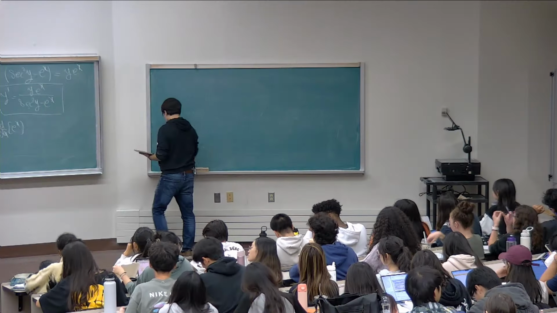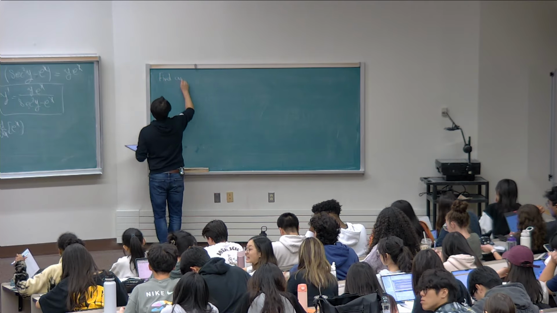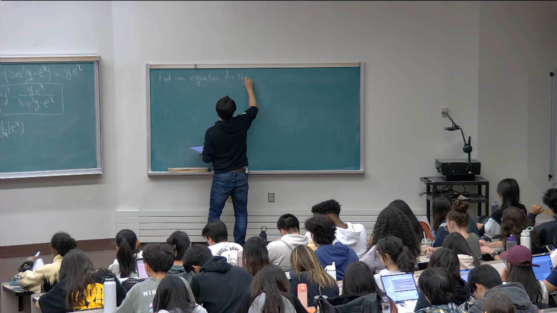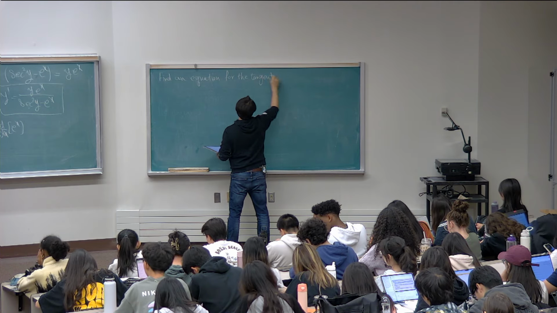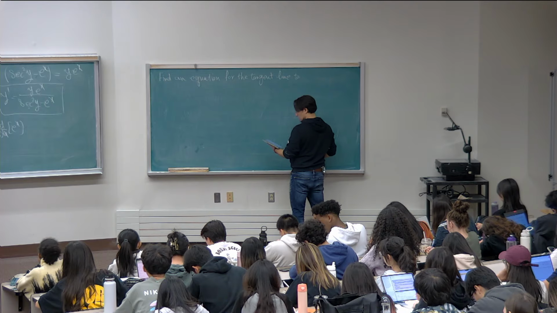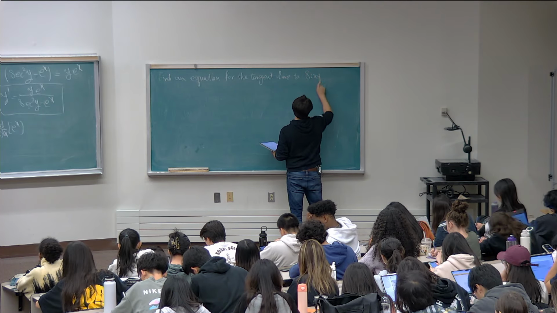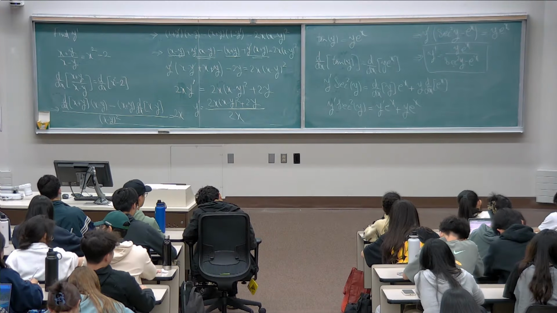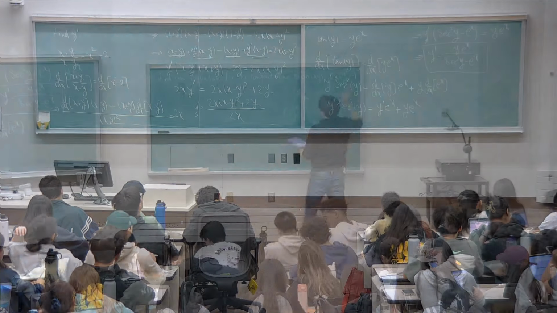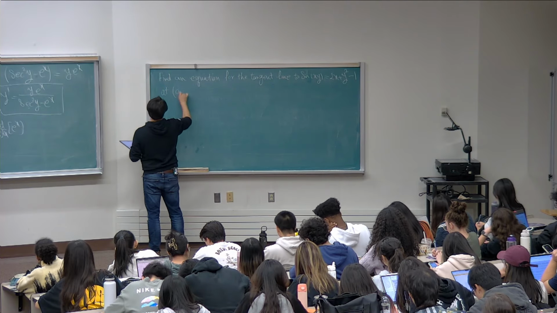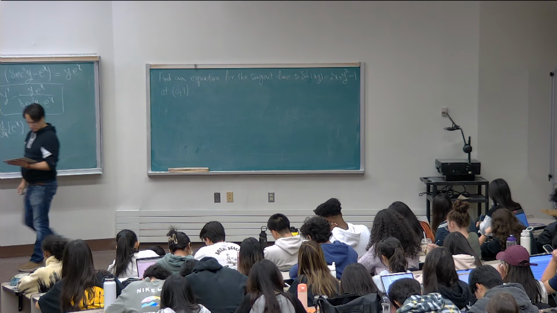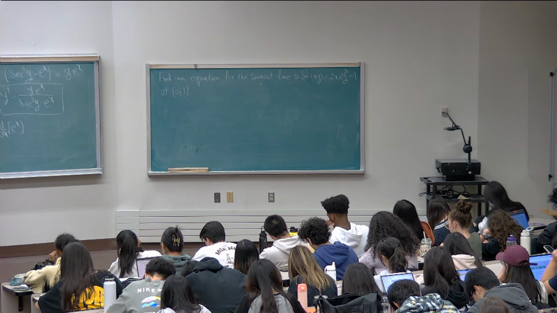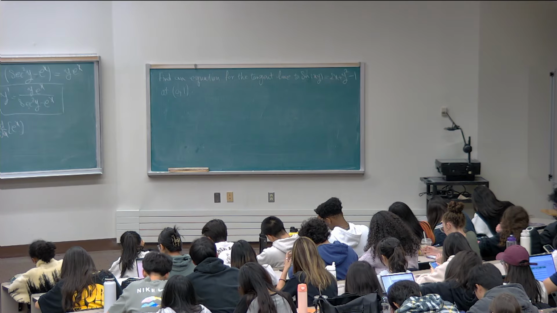Find an equation for the tangent line to the graph or to the curve defined by this: sine of xy equals 2x plus y squared minus 1, at 0, 1.